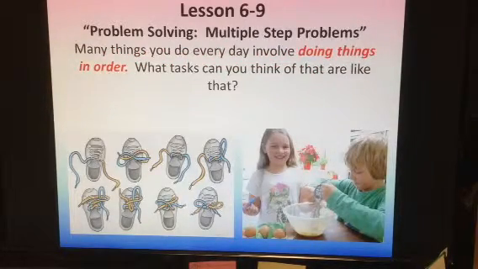Many things you do every day involve doing things in order. What tasks can you think of that are like that? Well, I thought of tying your shoes. You've got to do it step by step. You can't do those steps out of order or you won't tie them correctly. I thought of making cupcakes like these kids are. You have to add the wet ingredients first like they are, and then in the second bowl you add the dry ingredients. You can't do that out of order or you won't have good cupcakes.